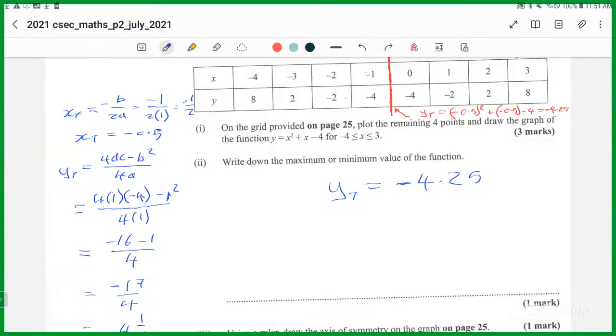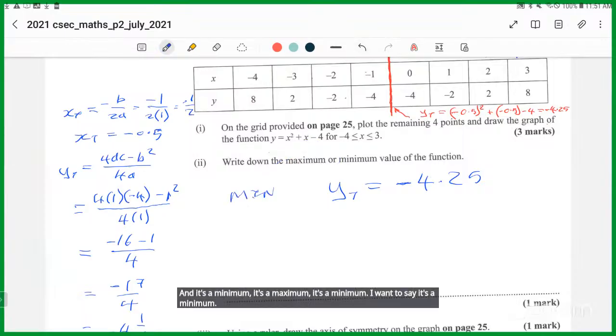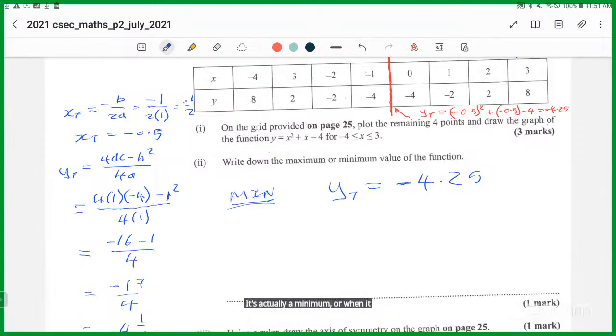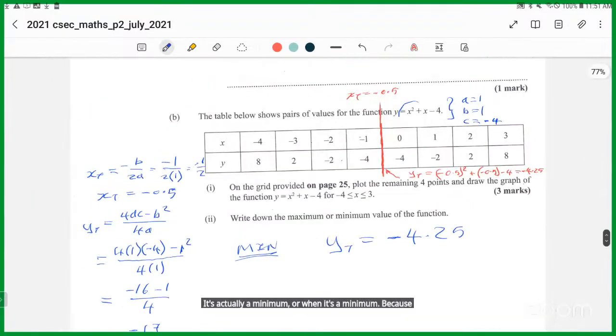Yes. Okay? Yes, sir. And sir, is it a maximum or a minimum? I'm gonna say it's a minimum. It's actually a minimum. Why is it a minimum? Because the squared term is positive. So the graph is gonna have a smile shape. It's not a maximum, it's a minimum. So it's also good to state that it's a minimum.